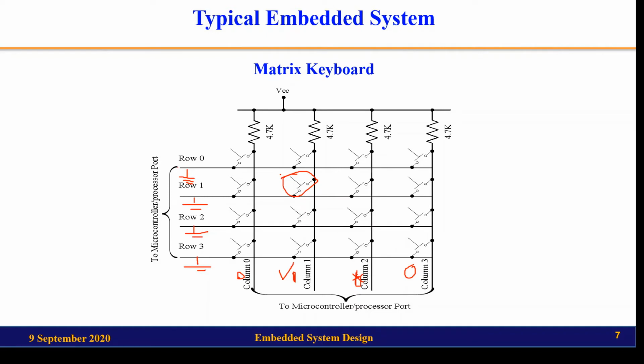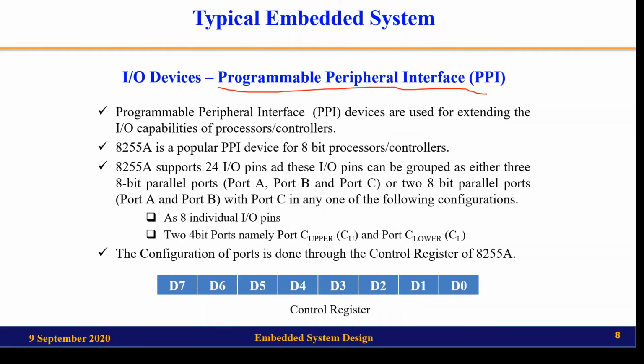So by scanning the rows and columns, we will try to identify which key has been pressed, and accordingly the control signal will be sent to the microprocessor or microcontroller. Next, the other part in this unit is the PPI. Why are we saying other part? For connecting all these input and output devices, we require ports.